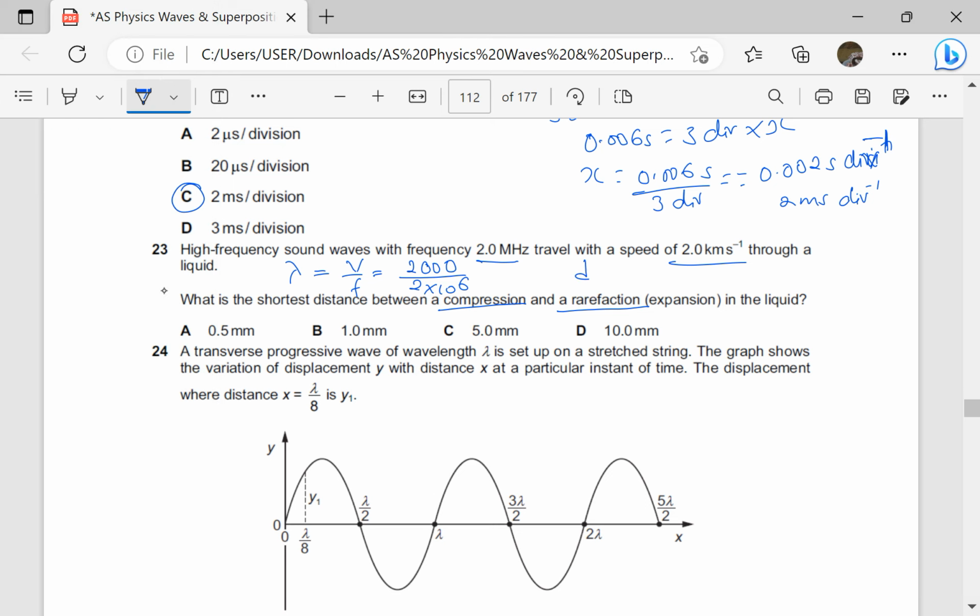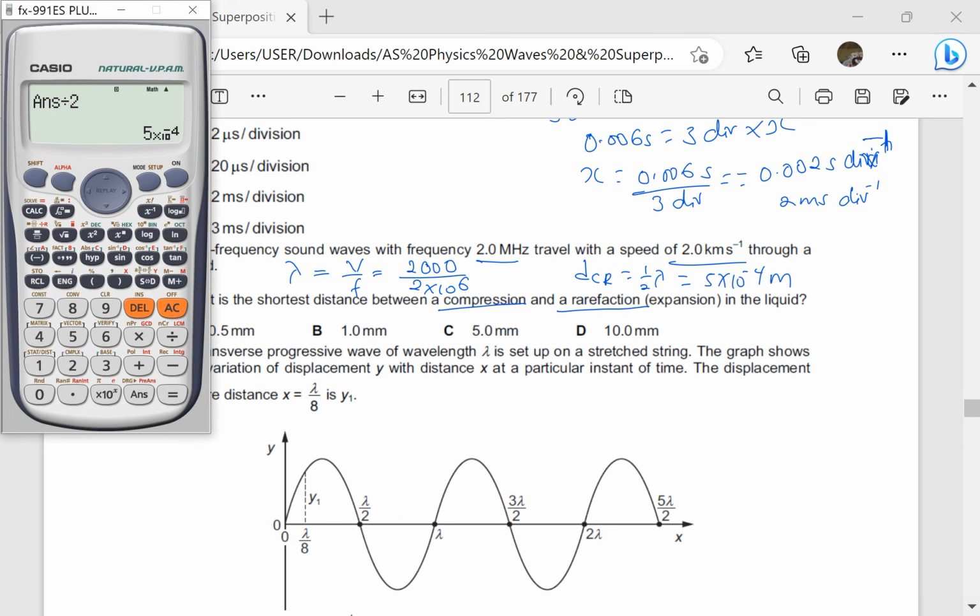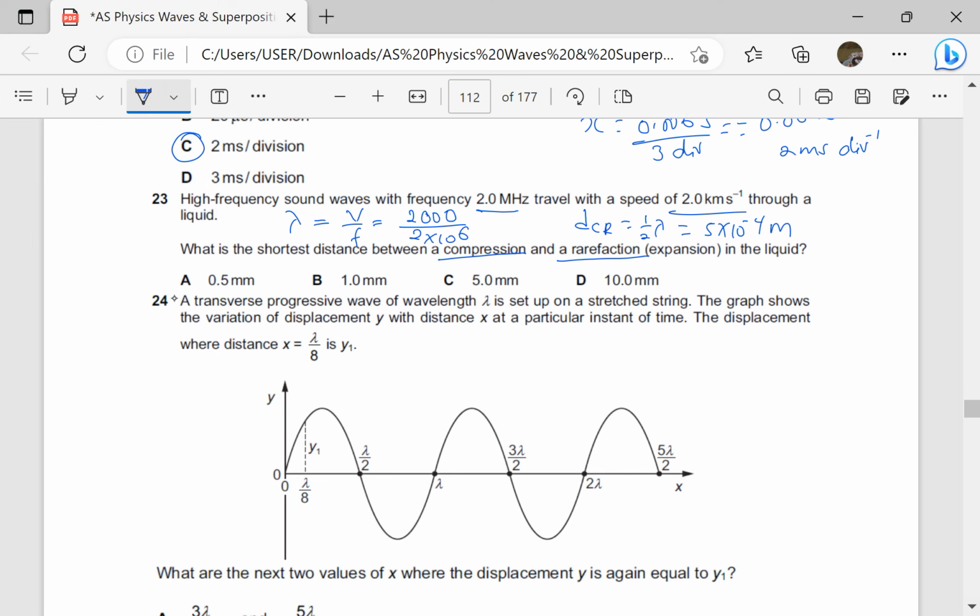So distance between a compression and a rarefaction is half wavelength, which we have seen as 5 times 10 power -4 meters. We can change it into millimeters: to go from meters to millimeters we multiply by 1000, which gives 0.5. So our answer is 0.5 millimeters.